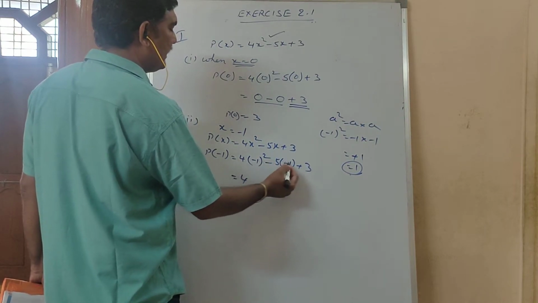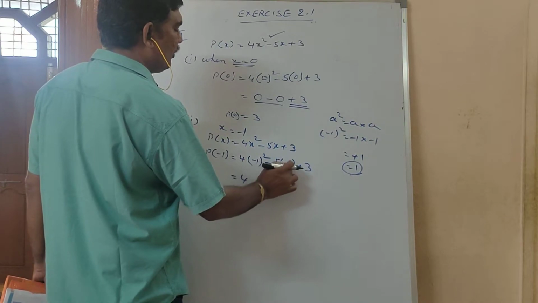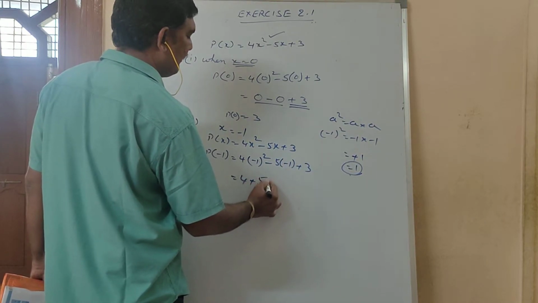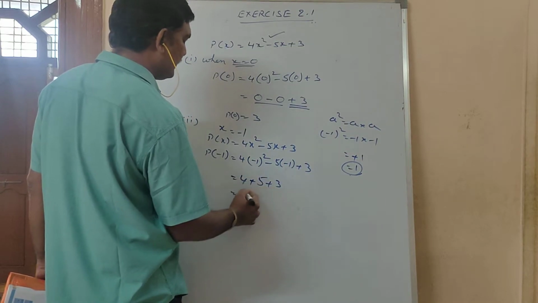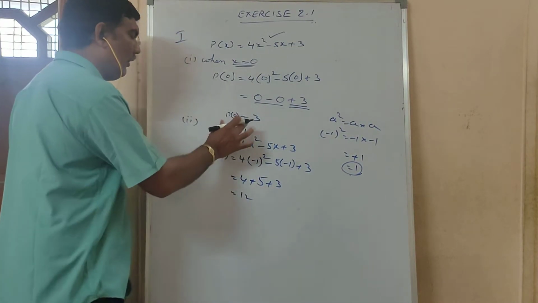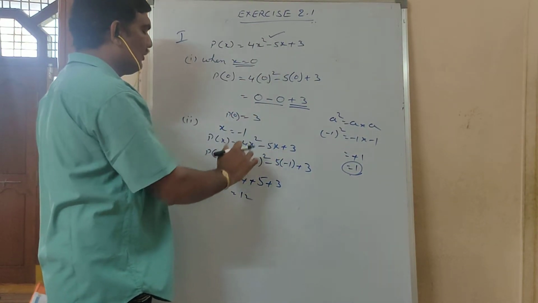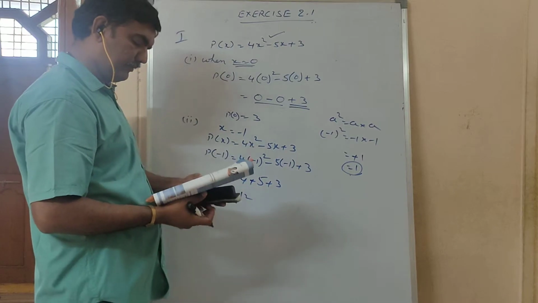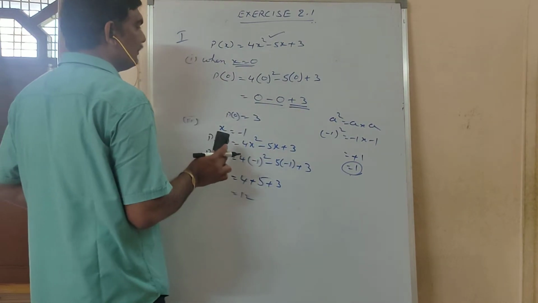Now, 5 before minus is there, 1 before minus is there. Minus 5 into minus 1 is plus 5, plus 3. All are positive. 4 plus 5 is 9, 9 plus 3 is 12. The value of this entire polynomial when x is equal to minus 1 is 12. Okay. Now x is equal to 1 by 2.